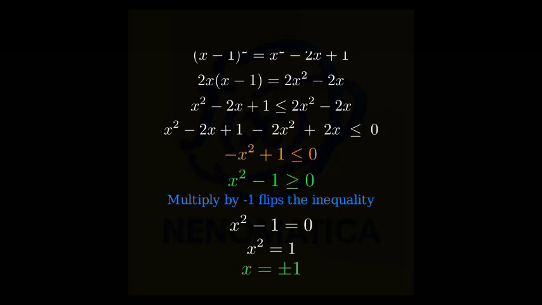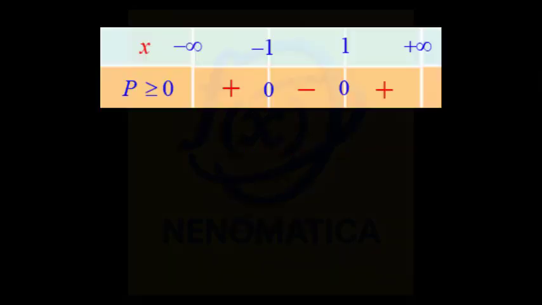Step 3. Sign analysis on a number line. Draw a number line and mark the roots at -1 and 1. Because the parabola opens upward, the quadratic is positive outside the roots and negative between them. We need p of x greater than or equal to 0, so we take the positive regions and include the roots. Step 4. Write the solution set.